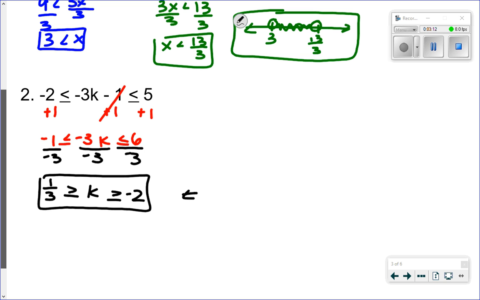And then I need to draw my number line. Negative 2 is smaller, so it's going to go to the left. 1/3 is larger. Both of them are equal to, so they're going to be closed circles. It says k is bigger than negative 2, less than 1/3, so I'm going to shade in between.